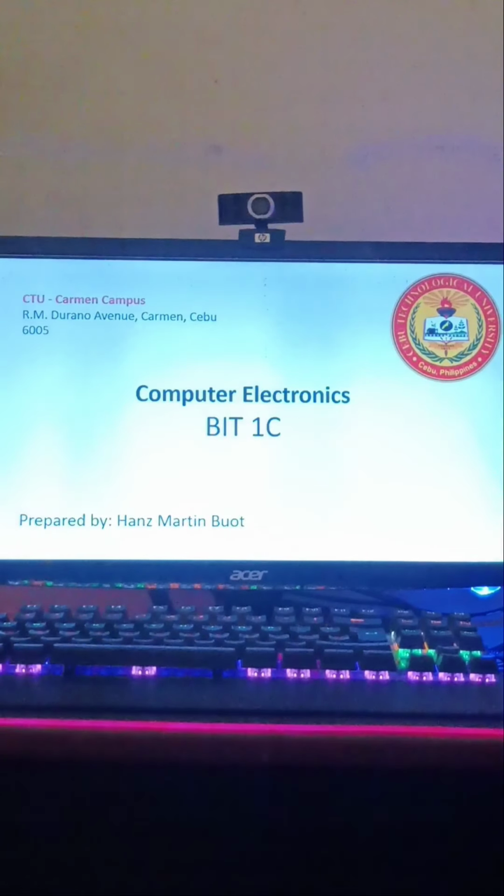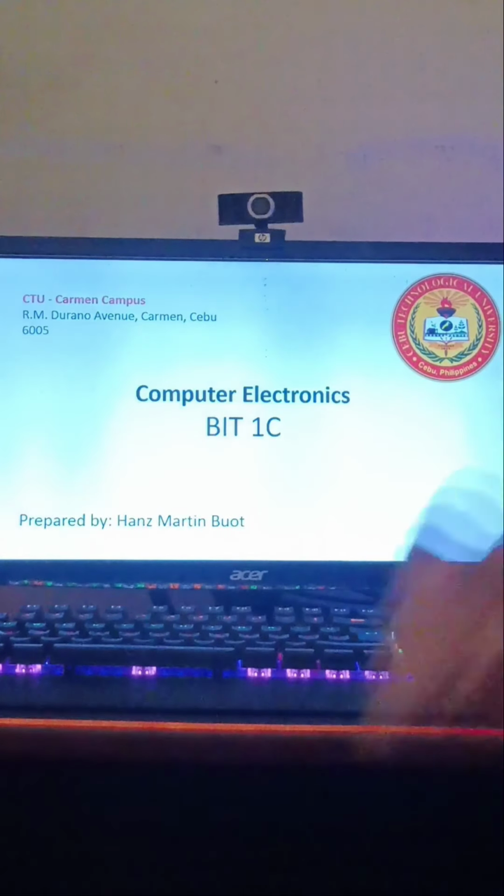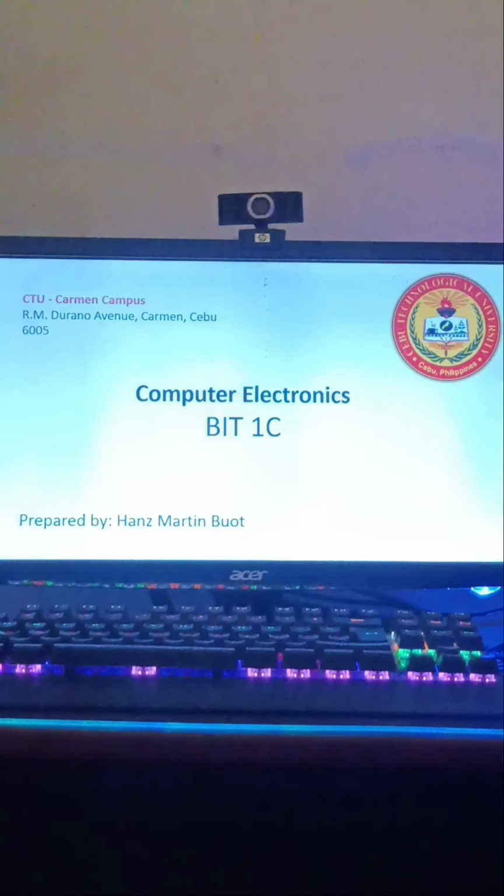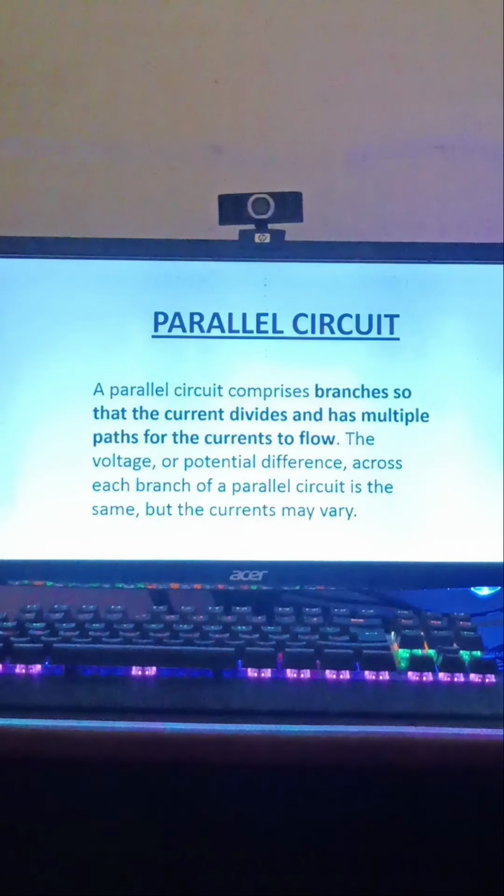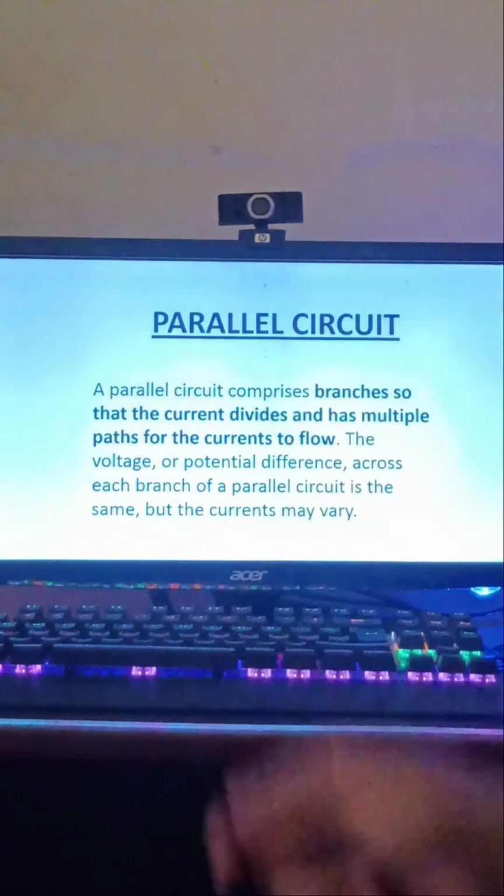Okay, good morning, students. So our previous discussion is about series types of circuit. So our topic will be parallel circuit. So you have learned that a series circuit has only one path for the current to flow, but a parallel circuit has multiple branches, so multiple paths for the current to flow. Just keep in mind that parallel always has multiple paths. The voltage or potential difference across each branch of a parallel circuit is the same, but the currents may vary.